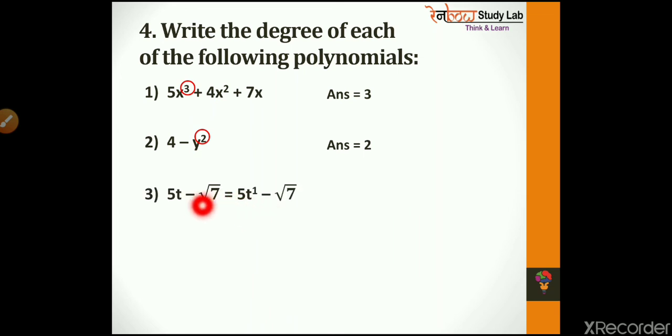In this one, the question is 5t minus root 7. Only t is written, which means it is raised to 1. Variable's power is 1. So highest power of variable is 1. So your degree will be 1. Last question is 3, only 3. So 3 can be written as 3 into x raised to 0, because the variable was not there, so I have considered x to be the variable and x raised to 0. What is your highest power? 0. So again your answer will be 0. So this is how we write the degree of each polynomial. I have also made some rounds here so that you can understand.